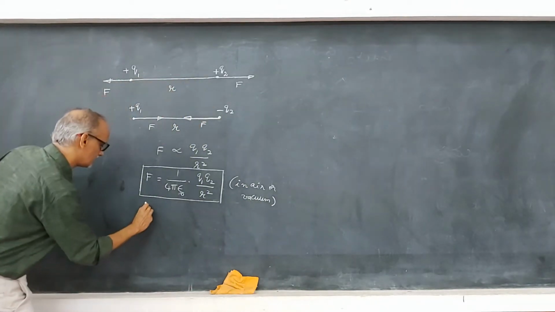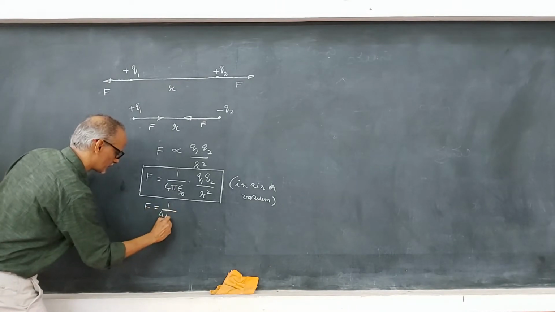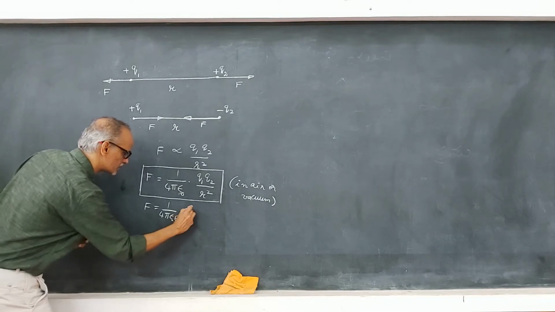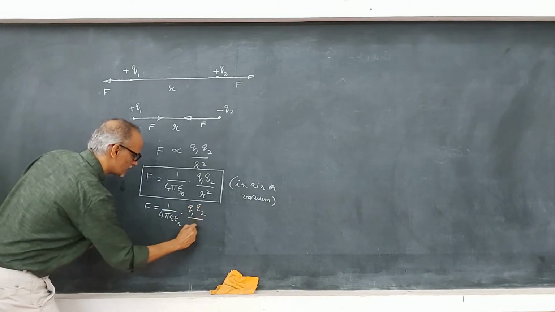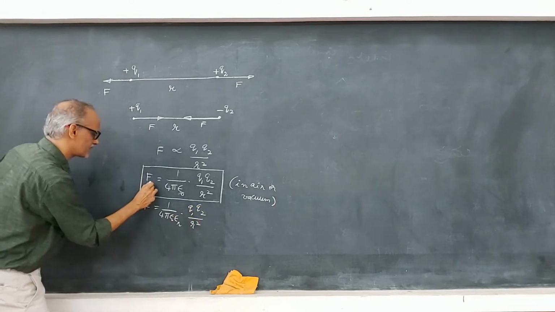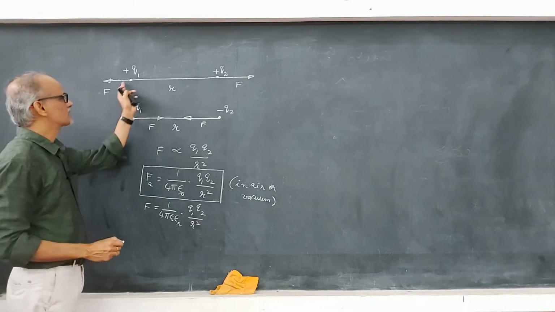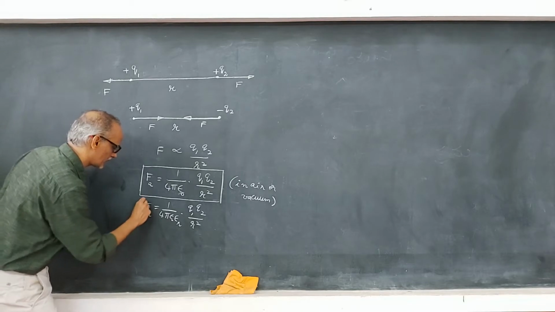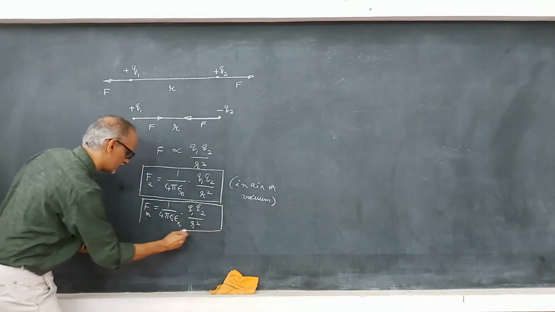Medium, let me write that here. F is equal to 1 by 4 pi epsilon naught epsilon r into Q1 Q2 by R square. So, I will write F suffix A, which stands for when the space between the two charges is air. And if there is a medium, I will write M. Then the equation slightly changes.